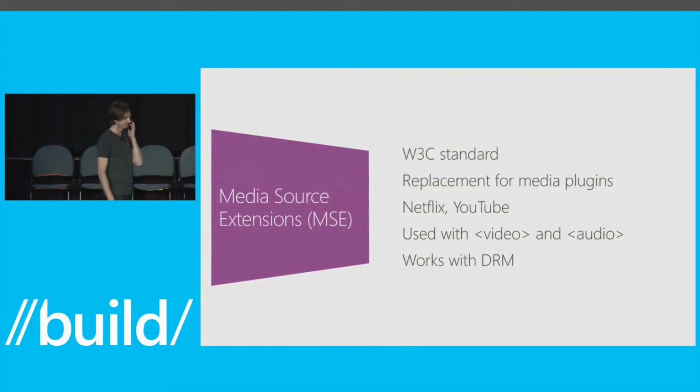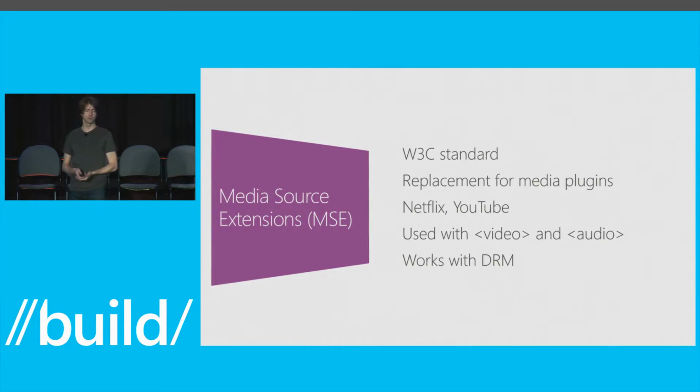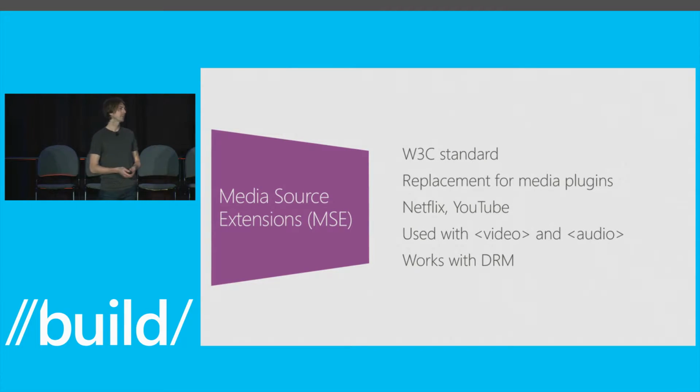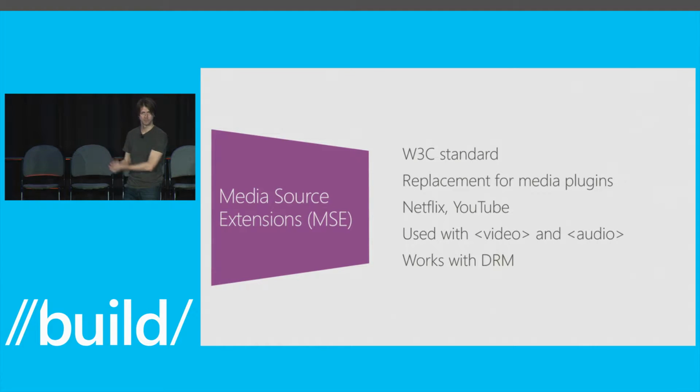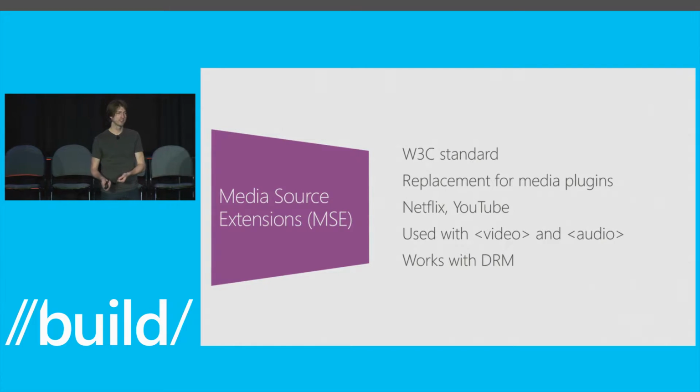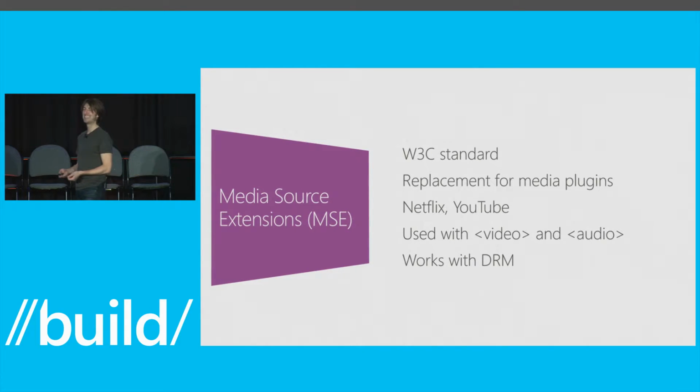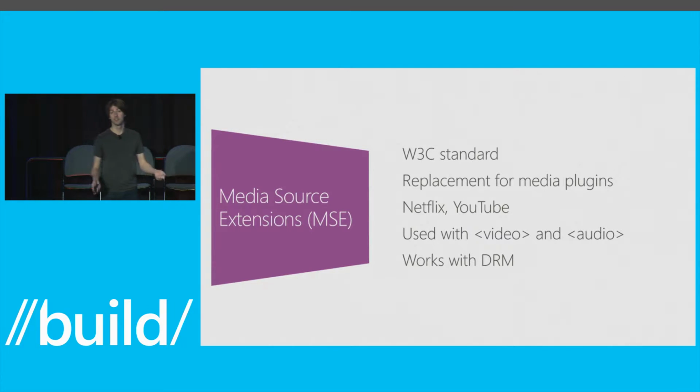So let's take a look at a more traditional video streaming app. So I mentioned we have this thing called media source extensions. It's something that is enabled in all modern browsers, or most modern browsers. It's a W3C standard. It's what we think about as a replacement for media plugins like Flash or Silverlight plugins in the browser. Netflix and YouTube are very popular apps that use this today. And it works with the video and the audio tag. There's extensions we refer to as EME, or encrypted media extensions, that allow these sites to work with DRM. In our case, that's PlayReady.